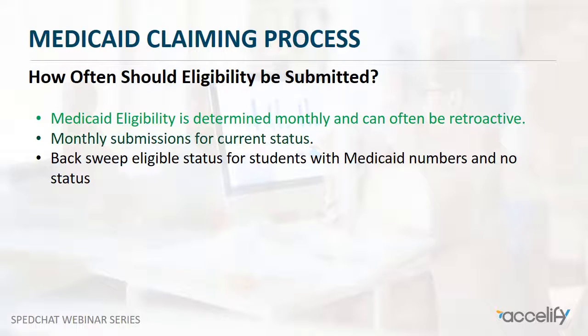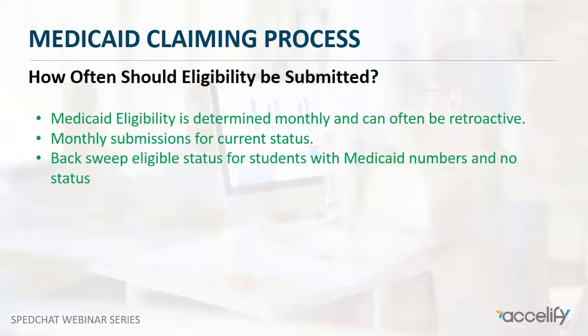Now, how often should eligibility be submitted? Medicaid eligibility is determined monthly and can often be retroactive. If a parent has some kind of issue and they can't get certain application forms or renewal forms in time, their Medicaid will be suspended. And then in the files that are transferred back and forth every month, that student will show up as inactive in Medicaid. Once the parent works with Medicaid to get their eligibility in place, they'll often be granted a backdating for that eligibility status.